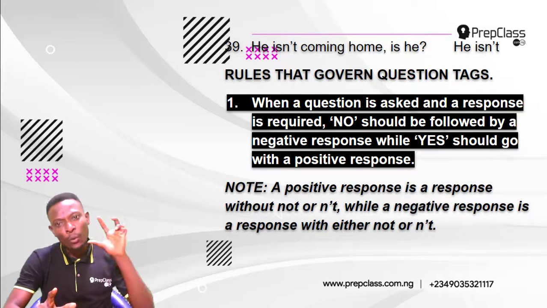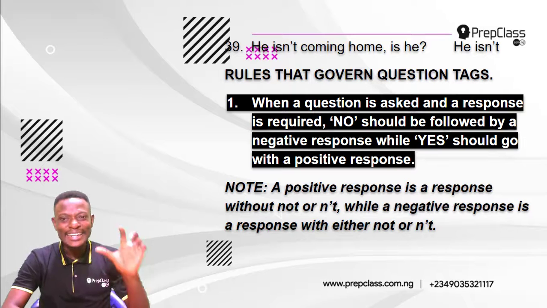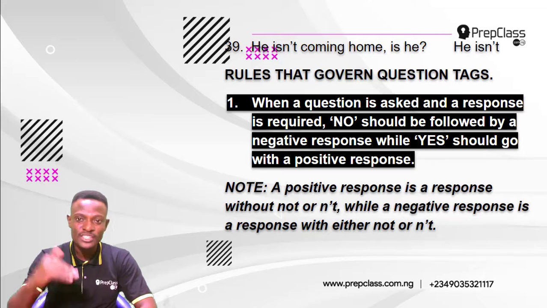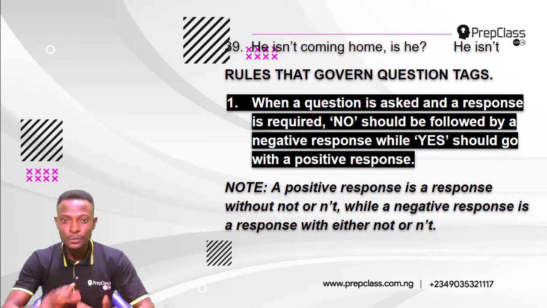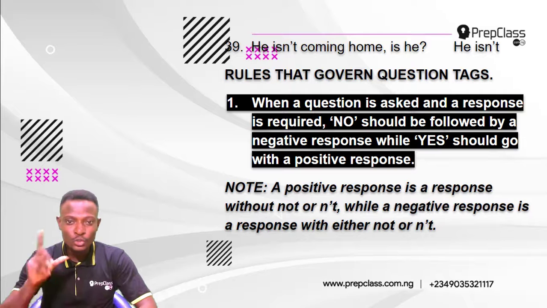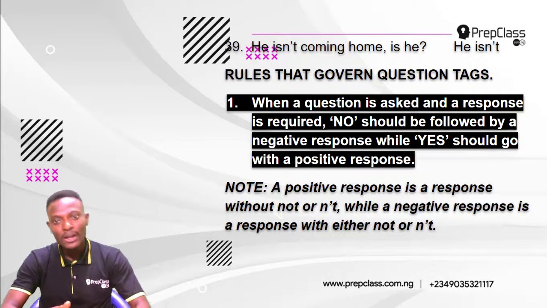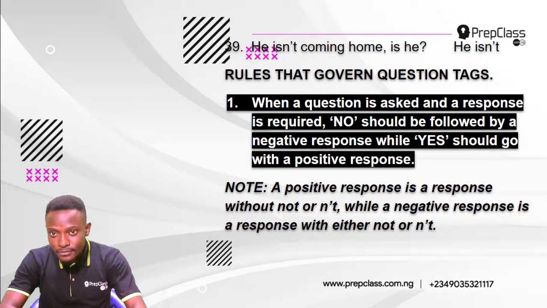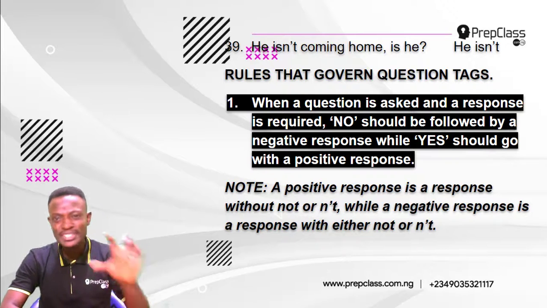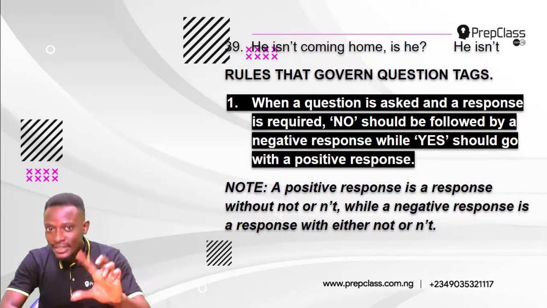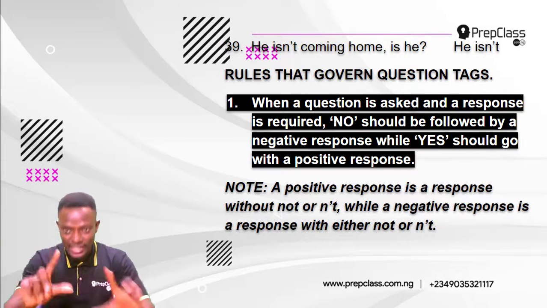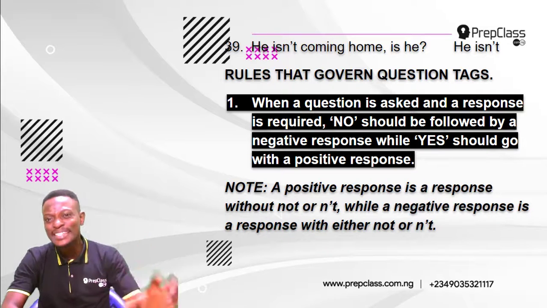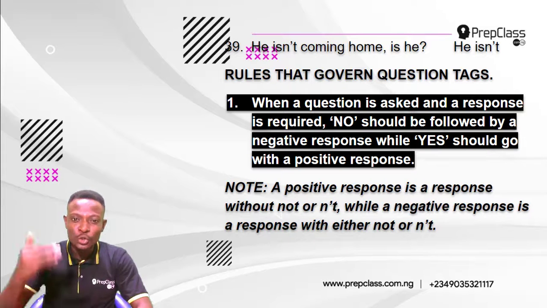For this question, when a question is asked and a response is required, no should be followed by a negative response, while yes should go with a positive response. Now, a question is asked in this statement, he isn't coming home. Is he? A response is required. So we say that no should be followed by a negative response, while yes should go with a positive response.